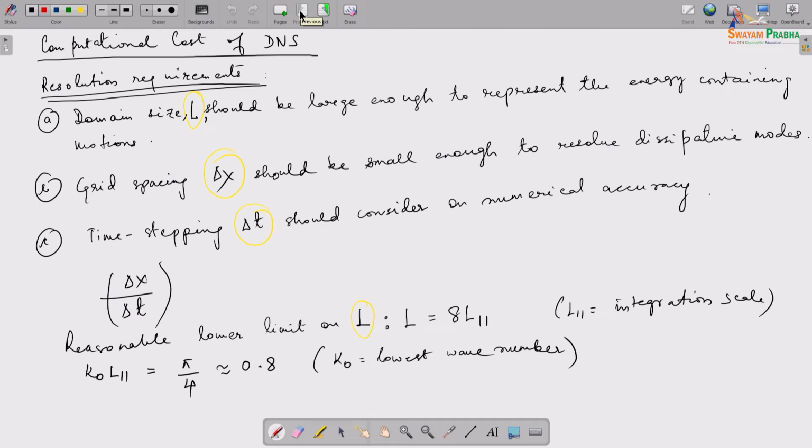So therefore, when I say that in DNS the domain size has a lower limit, it has to be a minimum of 8 times the integration length. Only then will I be able to account for all motions. So 8 is essentially the factor on the integration scale. The minimum size of the domain has to be 8 times the integration scale. Only then should we be able to cover everything.